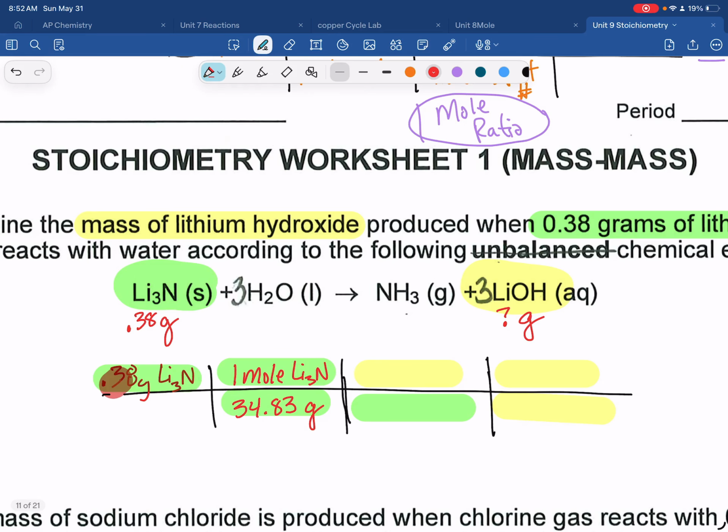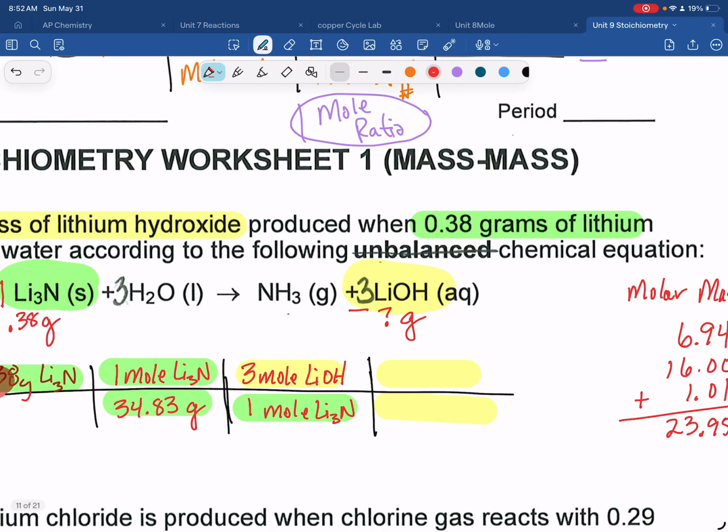Now, next comes our mole ratio. So if we look at our balanced equation, we have 3 moles. What we're looking for goes on the top, and what we start with goes on the bottom. So we have 3 moles of lithium hydroxide. If there's nothing in front of it, that's a 1 for every 1 mole of lithium nitride.